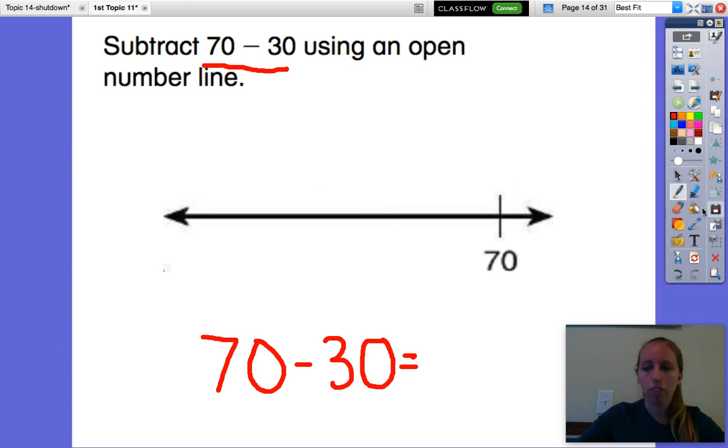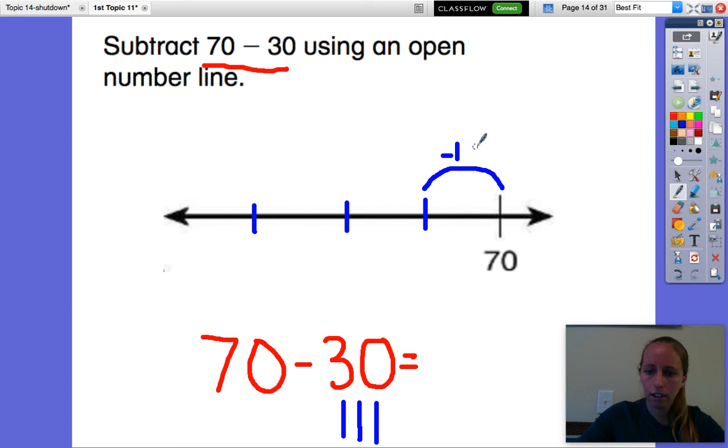But I'm not going to draw 30 tick marks, right? I'm going to take 30 and think of it as groups of 10. 1 group of 10, 2 groups of 10, 3 groups of 10, right? 10, 20, 30. So I'm going to draw 3 tick marks to show that I'm subtracting 30. 1, 2, 3. Now remember, try to space them out so you have enough room to write underneath, right? 70 minus 10, take away 10. 70 minus 10, we are left with 60, right?